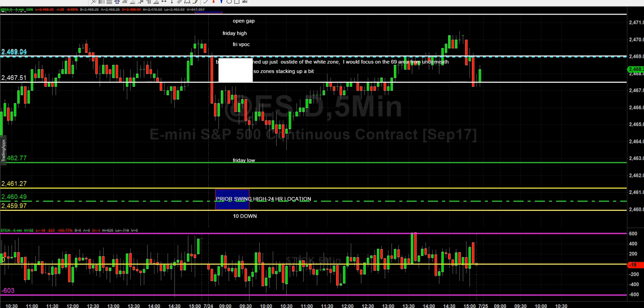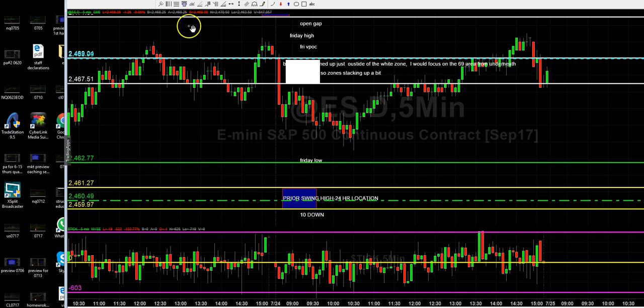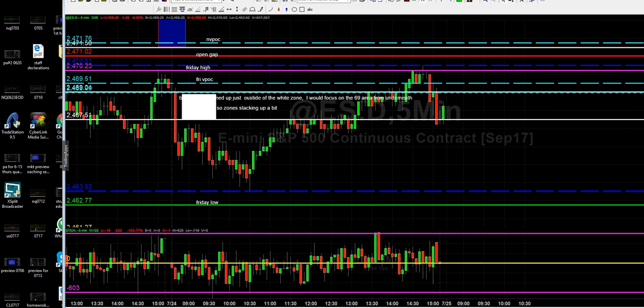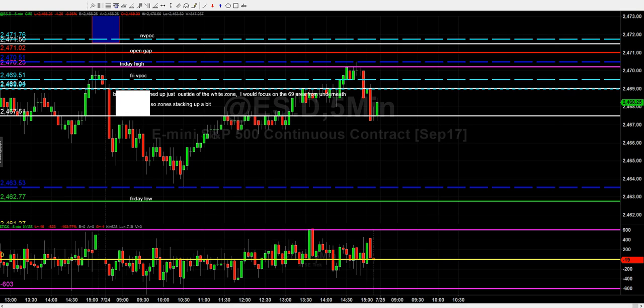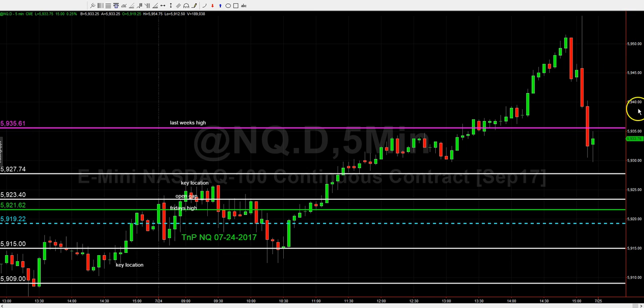Let's go look at the next chart, which is NQ. Tomorrow's chart's already posted up. Let's see if we can get back over here. I don't even think I need to move this. So pretty clear on NQ.